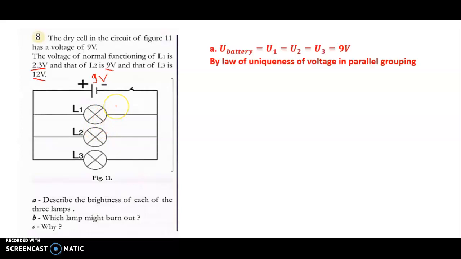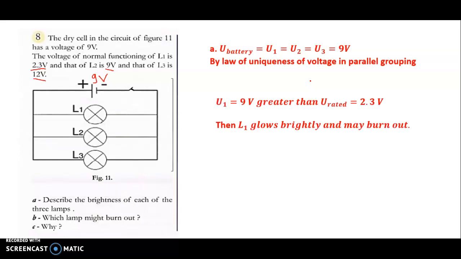Being connected in parallel, U battery equals U1 equals U2 equals U3 equals 9 volts, by the law of uniqueness of voltage in parallel grouping. So now U1 has 9 volts, U2 has 9 volts, and U3 has 9 volts. In order to describe the brightness, we have to compare their voltages to the rated voltage. As for U1, which is equal to 9 volts, this is greater than its rated voltage, which is 2.3 volts as given. So L1 glows brightly and may burn out.